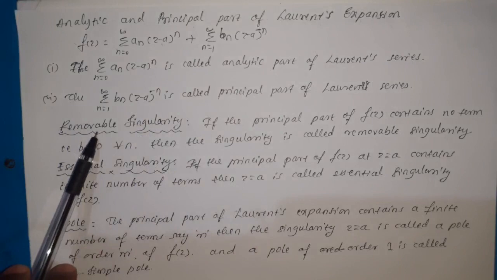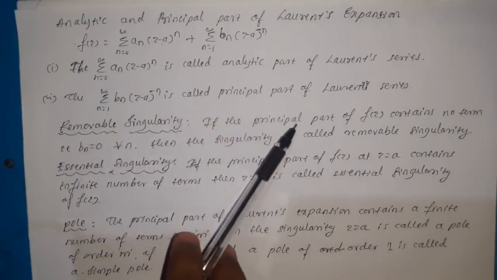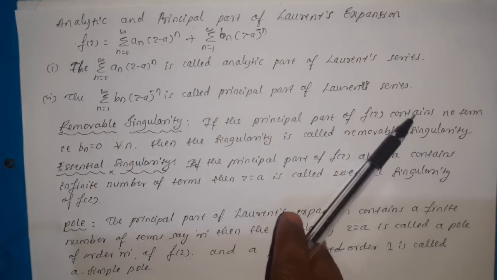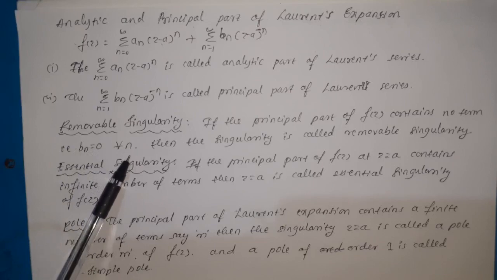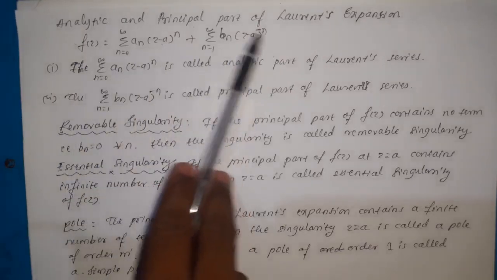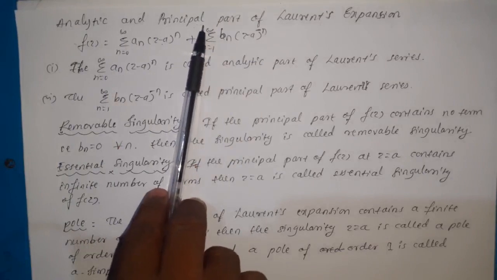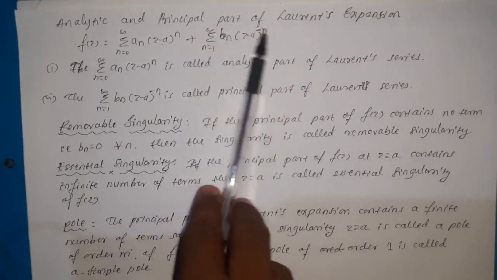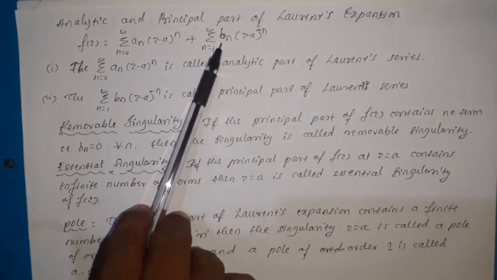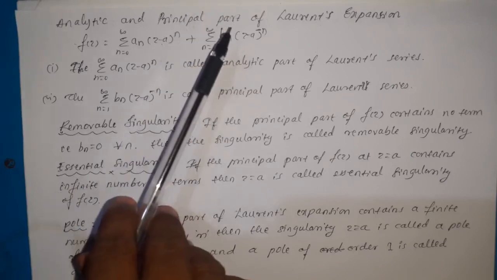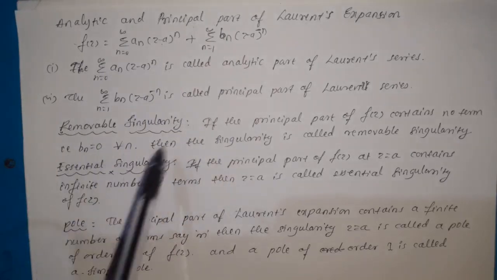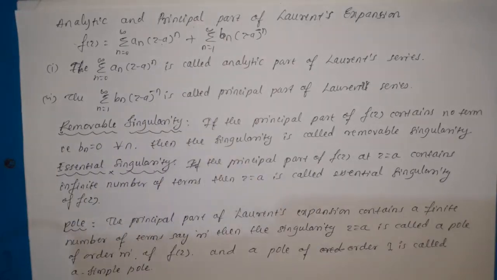Now first, removable singularity. If the principal part of f of z contains no term, that is b n equal to 0 for all n, means in this expansion, if the principal part is absent, this part is absent only if b n equal to 0. If this constant is equal to 0 for each value of n, then that singularity, means that value of z, is called a removable singularity of the function f of z.